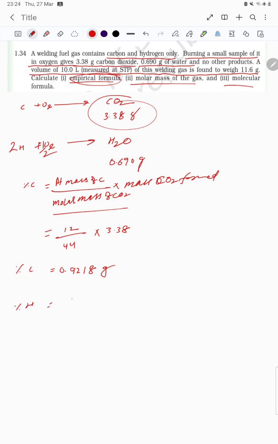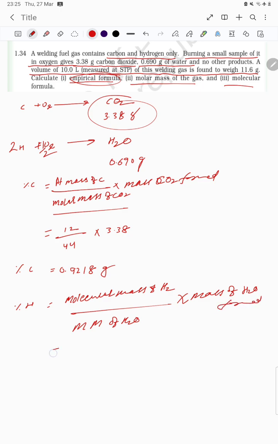Now hydrogen, student. Molecular mass of H2 divided by molecular mass of H2O, multiplied by the mass of H2O formed. So molecular mass of H2 is 2, molecular mass of water is 18, and mass of H2O formed is 0.690. So dear student, how much is coming? 0.0767 gram. This is for the hydrogen.